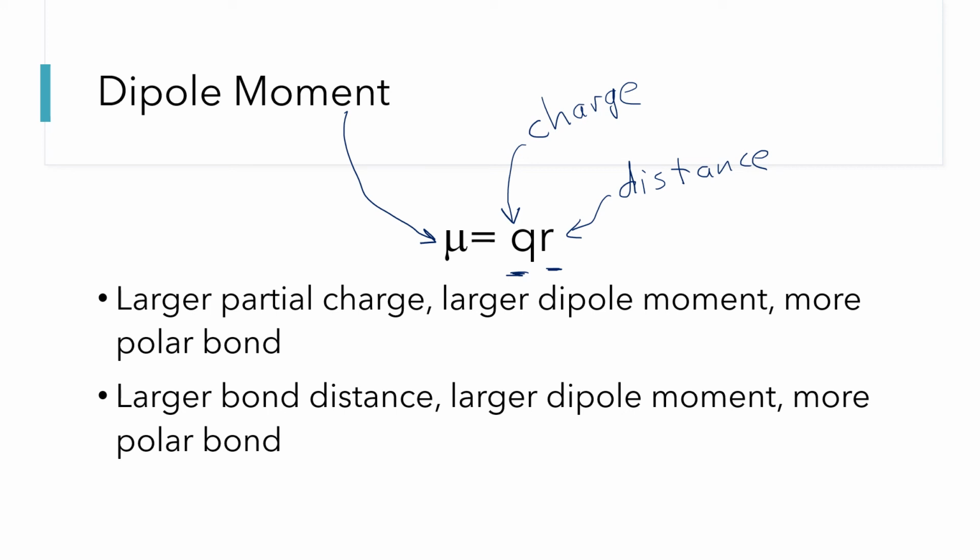Also, in terms of the separation or the distance between the charges, well, that's equivalent to the bond length. And so the larger your bond length is, the larger your dipole moment will be, and the more polar your bond will be.